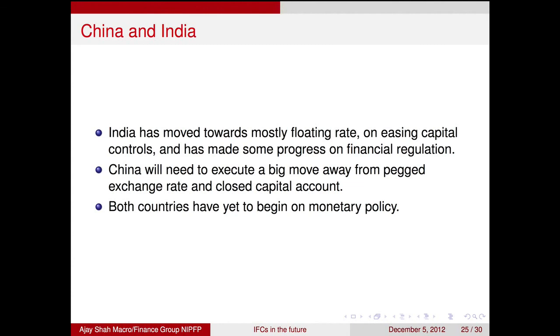When we think of China and India, there are some interesting differences. India has mostly moved towards a floating exchange rate and has started easing capital controls and has started building some financial regulatory capacity. The really big question in China is about getting away from the mostly fixed exchange rate and the mostly closed capital account. Neither India nor China has a meaningful monetary policy capacity as of today, and that is really a big project for the future.